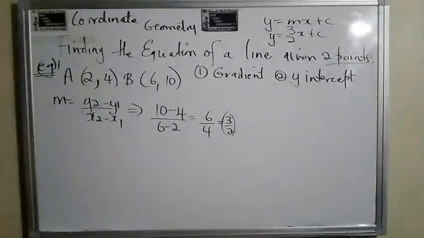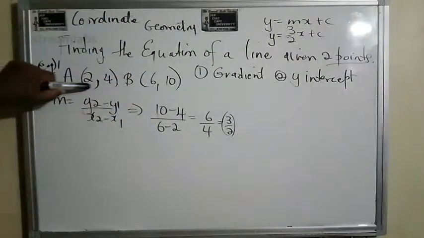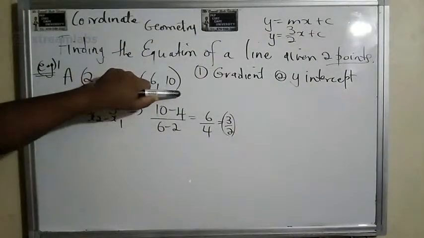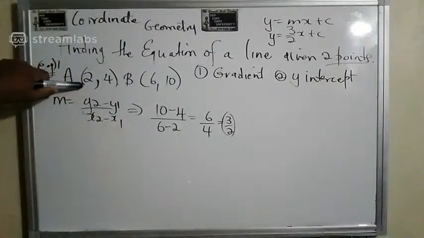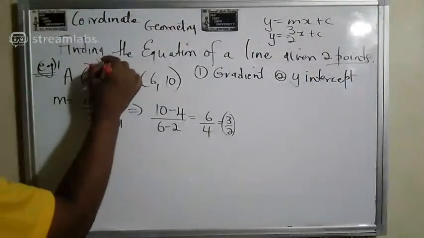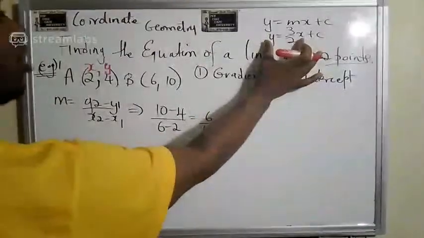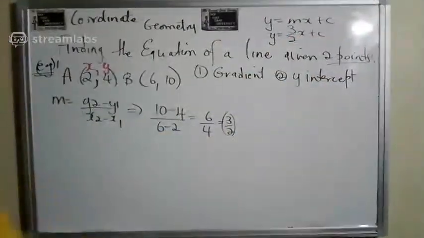We're going to take any one of these points, any one. If you want to use 2 and 4, or 6 and 10. This represents the x and this represents the y. So you see, we're going to end up with one unknown, which is the c, and then we are fine.